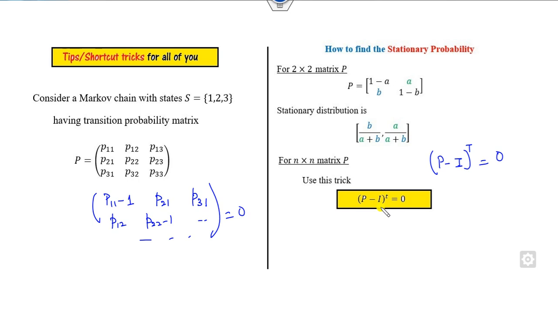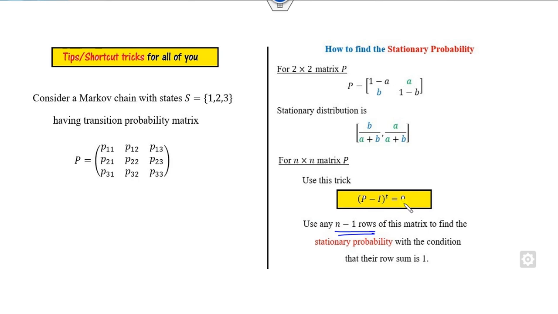If it is a 3 cross 3, you can solve any n minus 1 rows, because for 3 cross 3 you can solve any two rows. Along with that, the sum of the stationary probabilities is 1. So you can solve any two rows plus the third equation, and you can find the stationary probability.